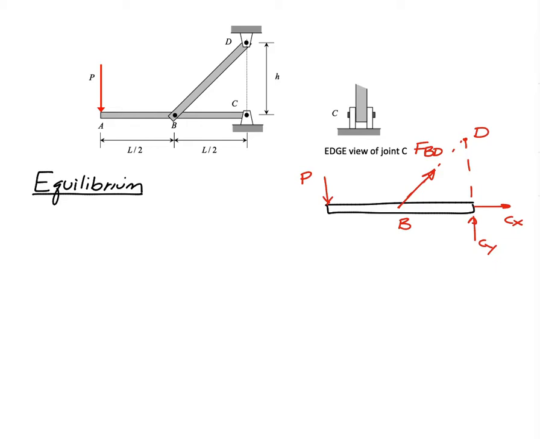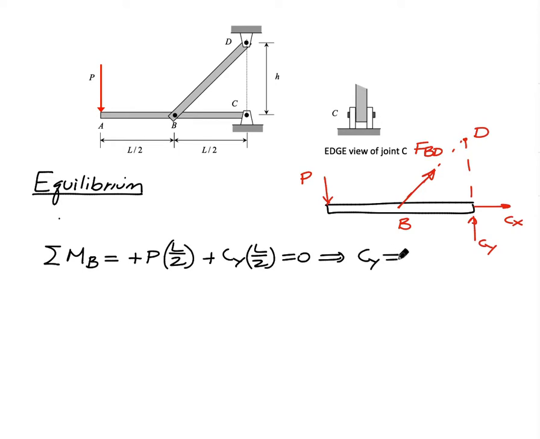So to this end, what we will do is first write down a moment equation, and that moment equation is going to be about point B. I've got P, it's got a moment arm of L over 2 with a plus sign. We have Cy, it also has a moment arm of L over 2 with a plus sign. And for equilibrium, that says then that the reaction force in Y there at C is exactly equal to the load there at P.